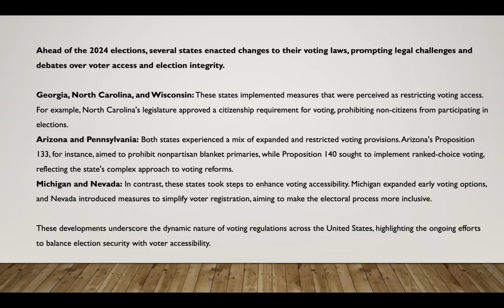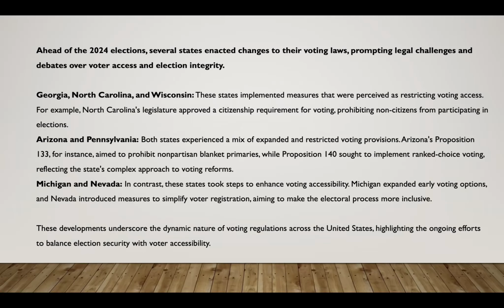Arizona and Pennsylvania were both states which experienced a mix of expanded and restricted voting provisions. Arizona's Proposition 133, for instance, aimed to prohibit nonpartisan blanket primaries, while Proposition 140 sought to implement ranked choice voting, reflecting the state's complex approach to voting reforms.